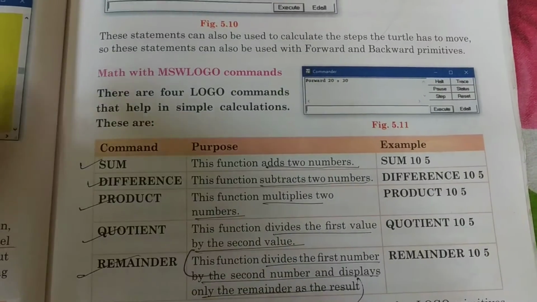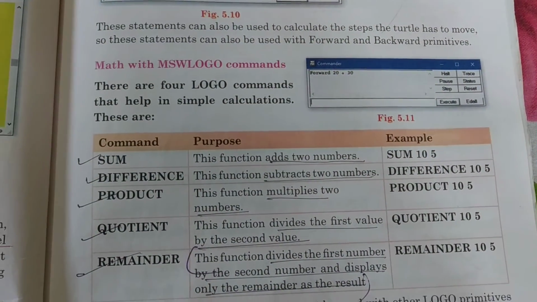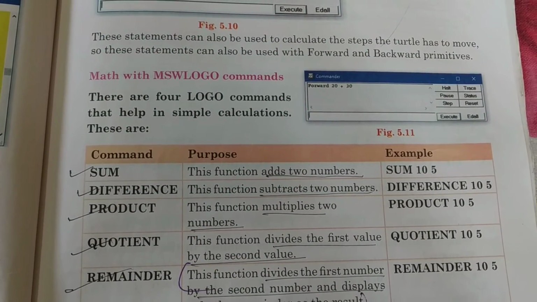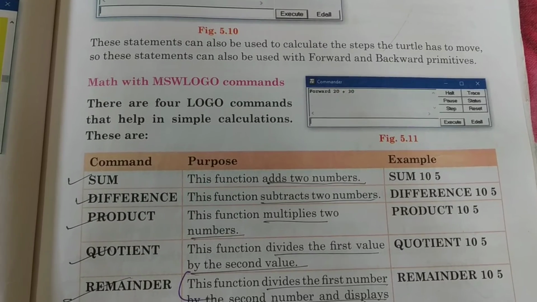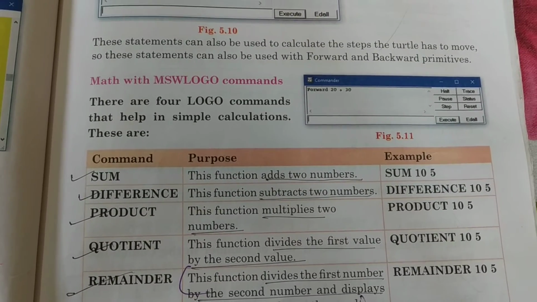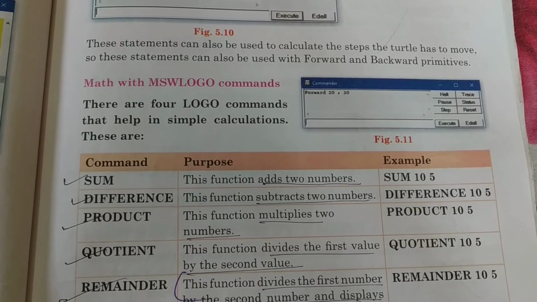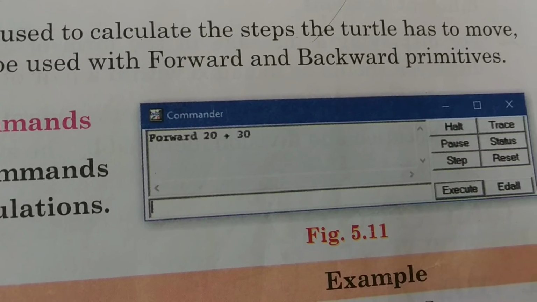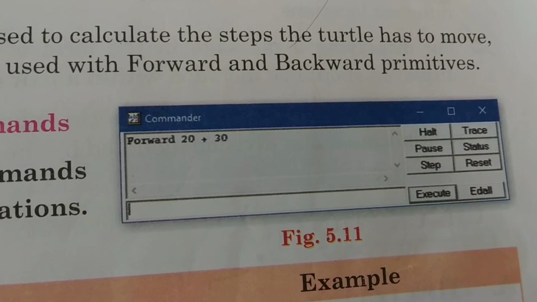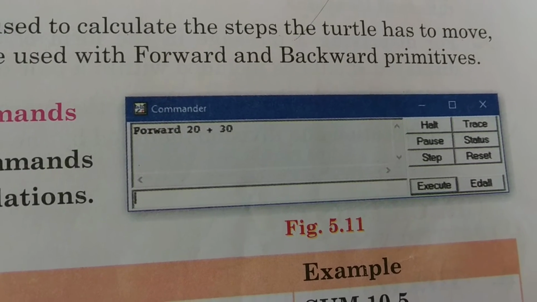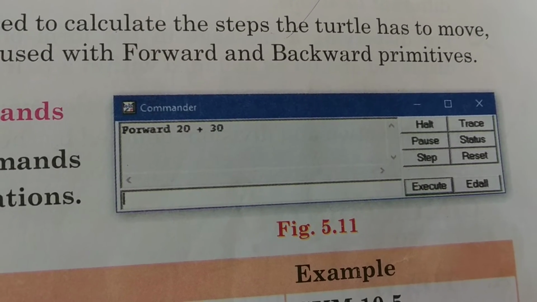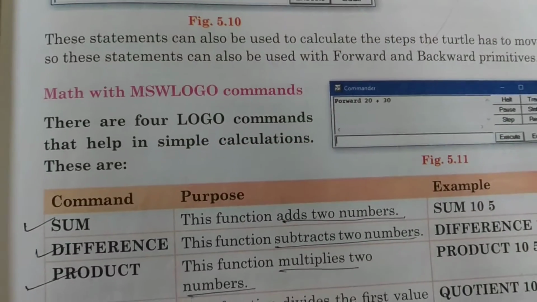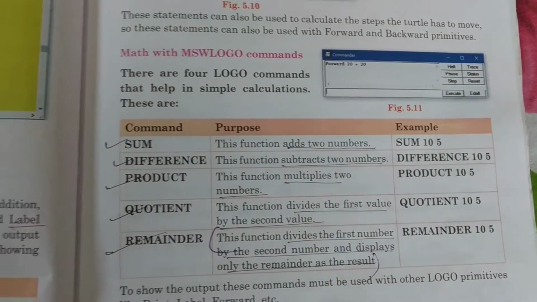Now let us shift to page 53. See, from here, this statement can also be used to calculate the steps the turtle has to move. So if you want to move the turtle some distance, then you can also write this statement using forward and backward commands or primitives. Like the one which you can see in figure 5.11, it is written forward 20 plus 30. If you give such commands and then click the enter key or the execute button, then the turtle will move forward and backward according to the instructions provided in the commander window. You will be able to see the turtle moving on the main screen.